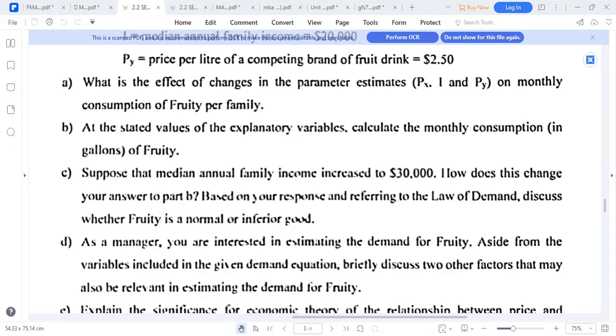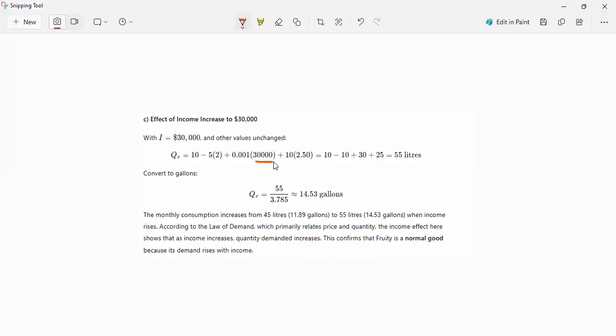So what you just need to do here is to recalculate the value of the total output. Here, where there was 20,000, we're going to put 30,000. The rest remains the same. So you can see an increase from 45 liters to 55 liters, or approximately 14.53 gallons. So what does it mean? The consumption has increased from 45 liters to 55 liters when income increased. So according to the law of demand, an increase in income causing an increase in quantity demanded will confirm that this is what type of good? A normal good. Are we together?